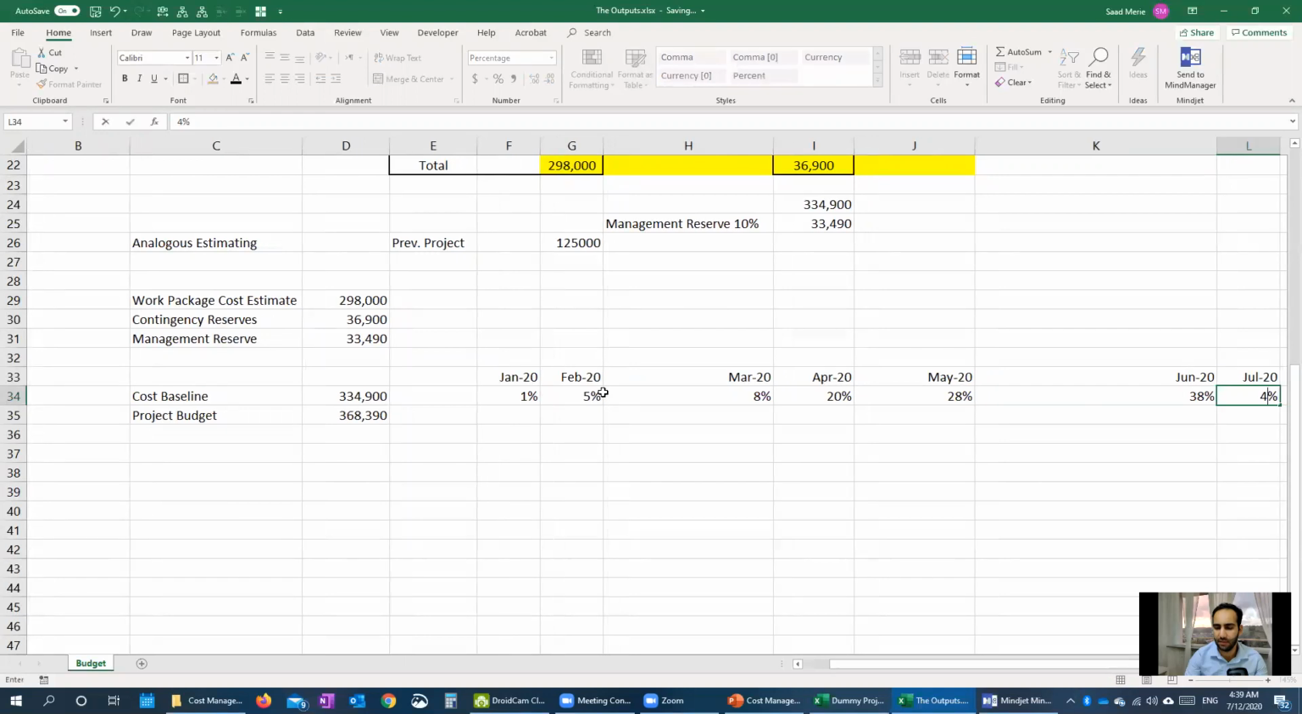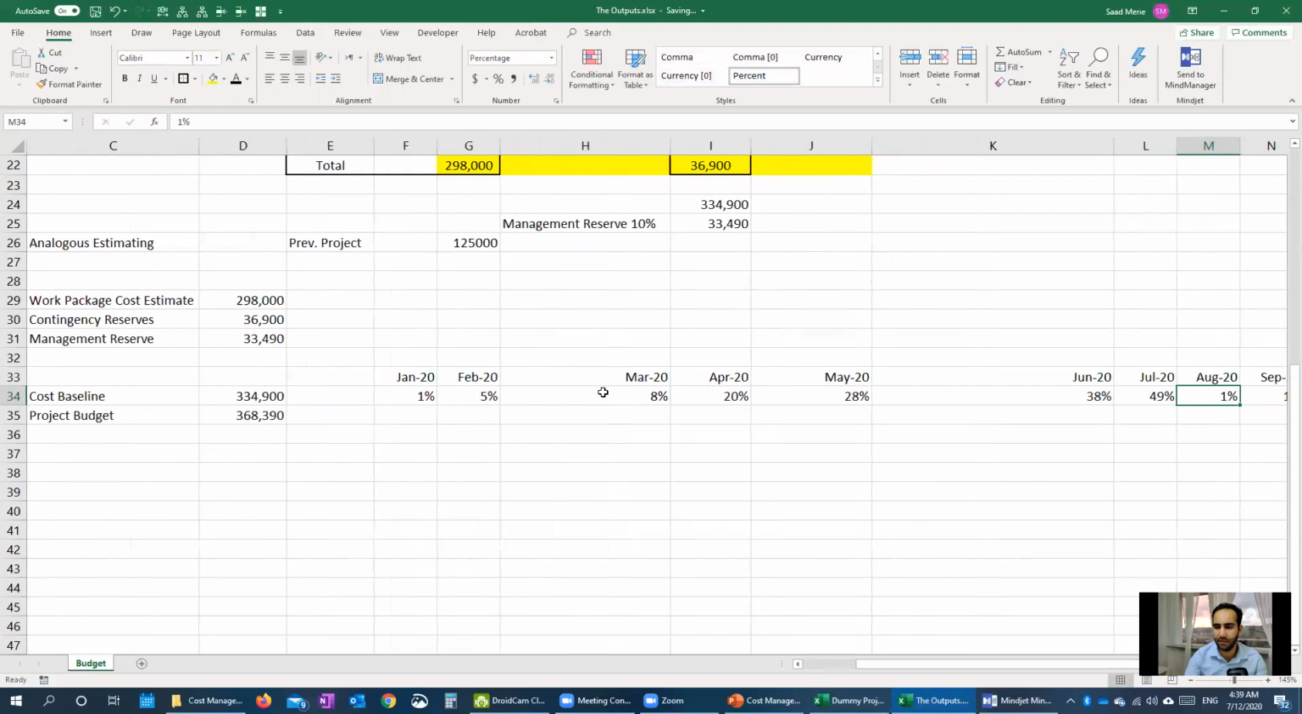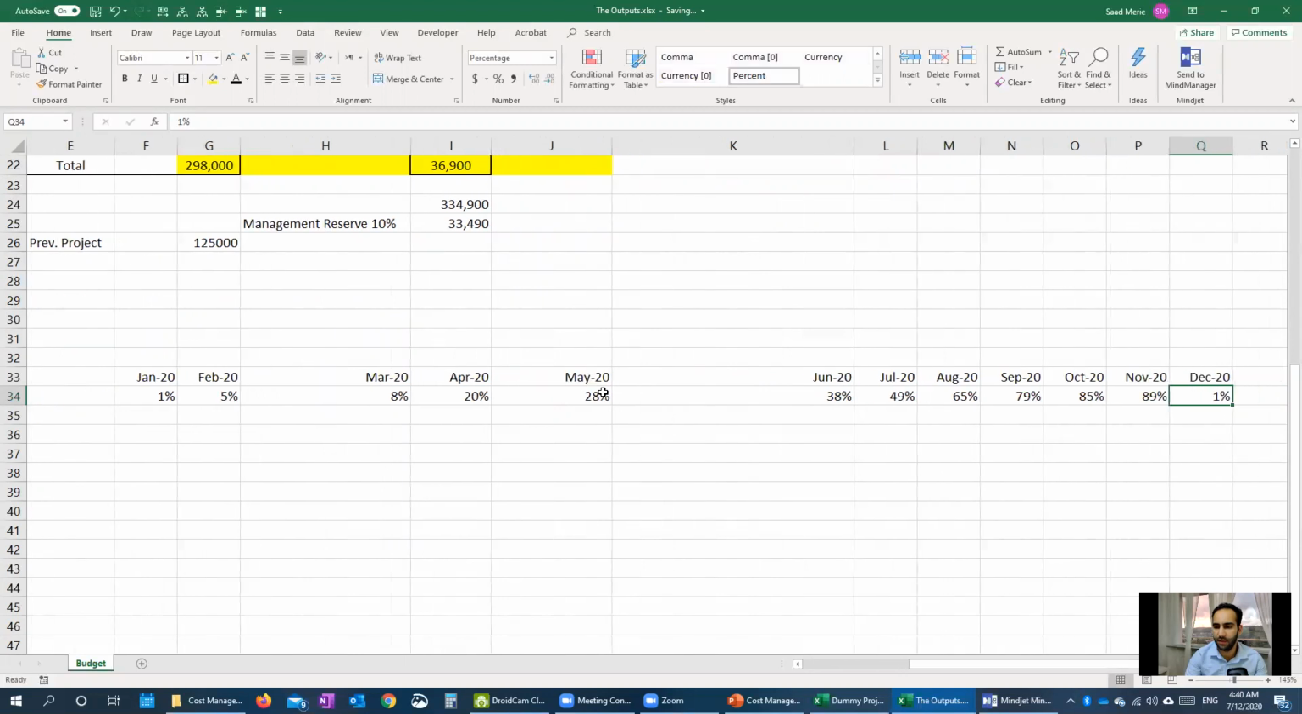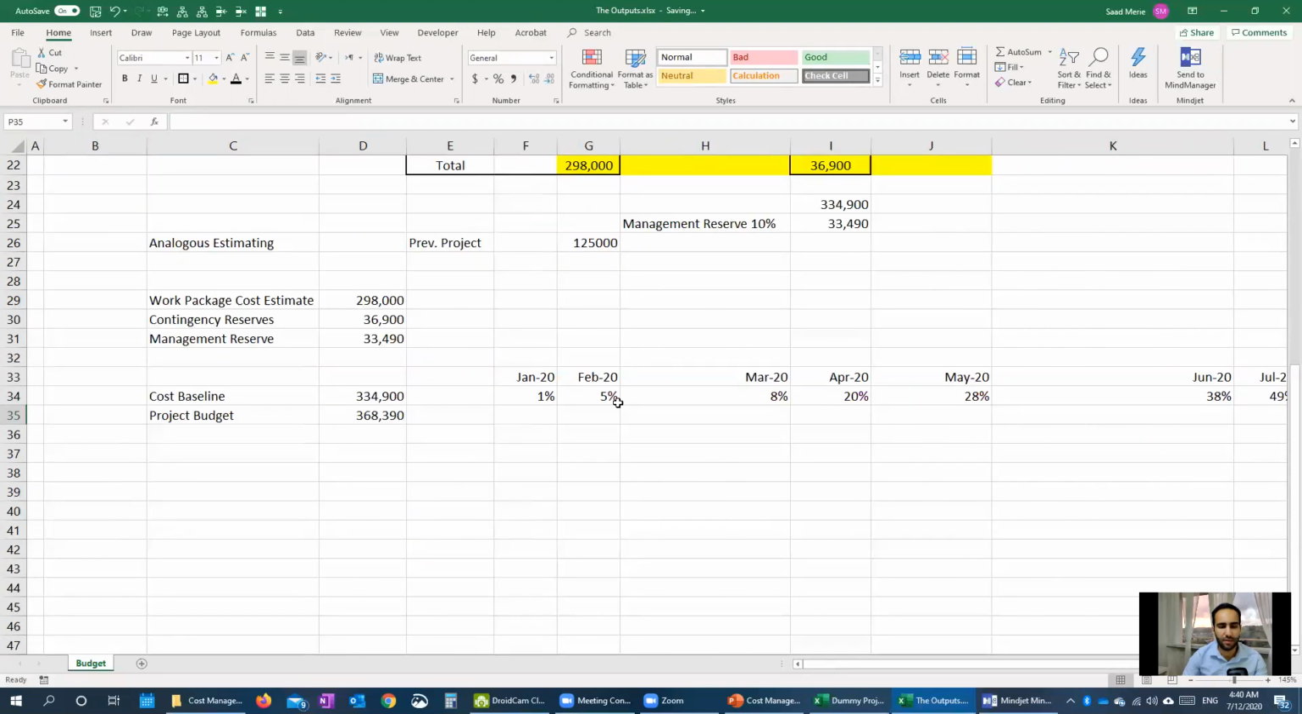38, 49, 50 or 65, then 79, 85, and then we do 89. Let's make this 95 on 100%. So this is the percentage that we are going to accomplish at the end of each of those months.